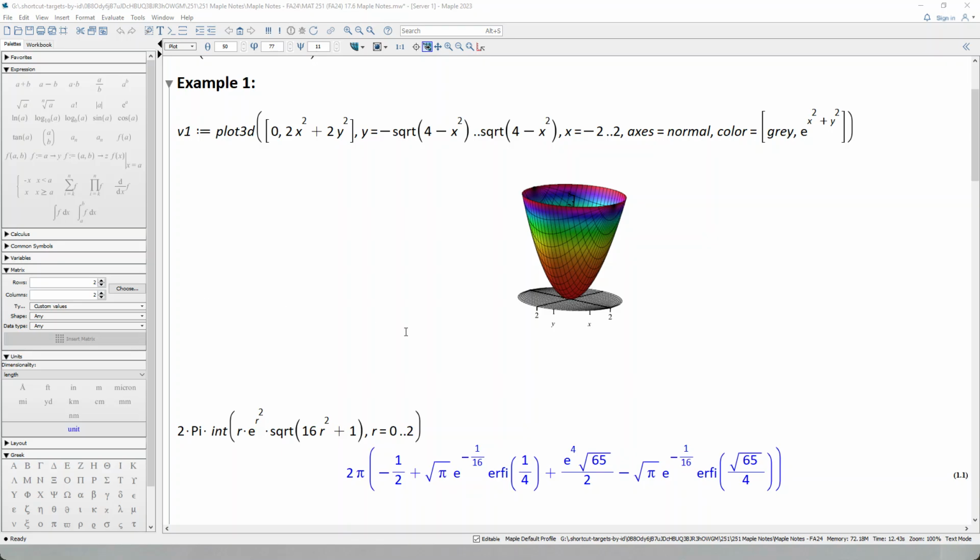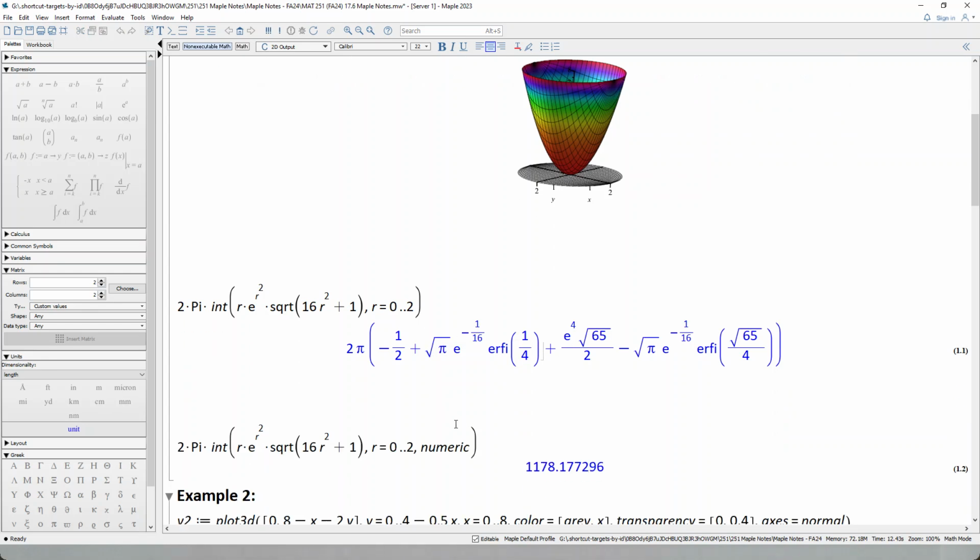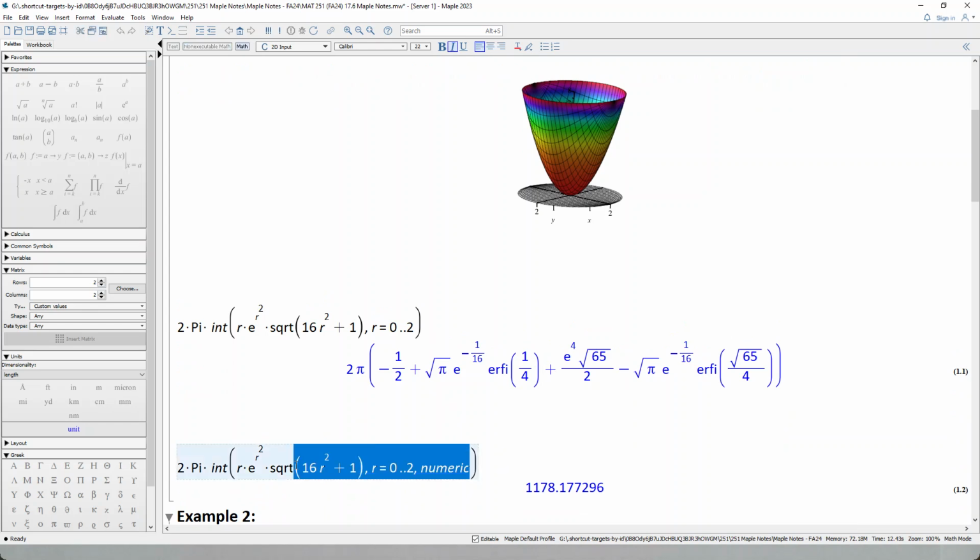And I wanted to show you this because it works out to be a very strange function. It has this erfi function, which you could go look up in the Maple Help menu for what that means, and it's kind of messy and ugly. And that's when we put in the numeric answer. And we say, please give that to me numerically, thank you. And it gives it to us as 1178.18, right?